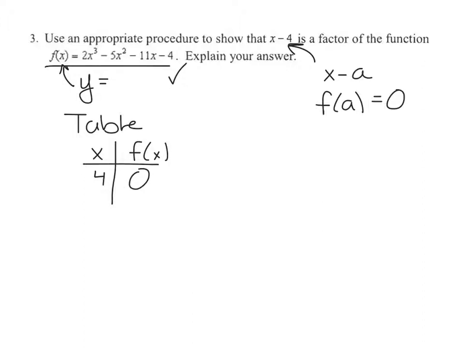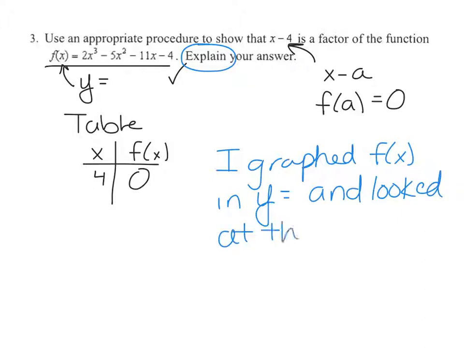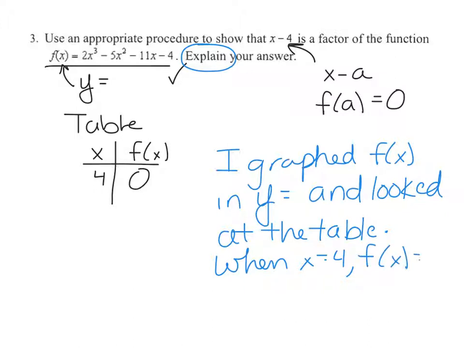This problem tells us that we need to explain our answer, so we're just going to write a sentence showing this. So you can write, I graphed f of x in y equals and looked at the table. When x equals 4, f of x equals 0. And that's a sufficient explanation.